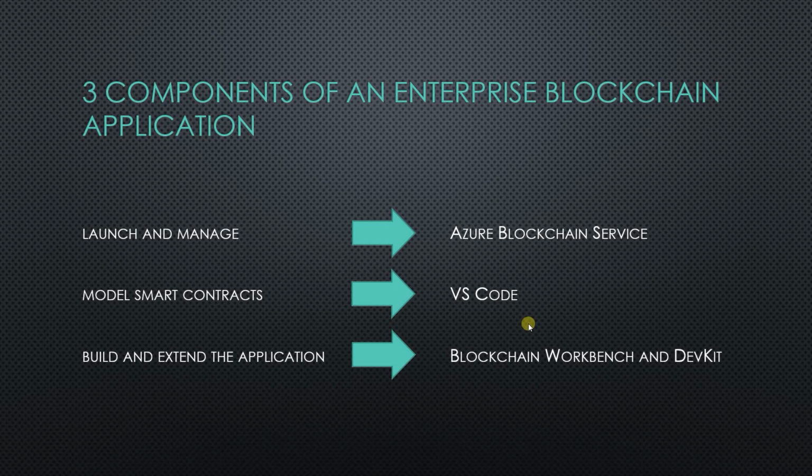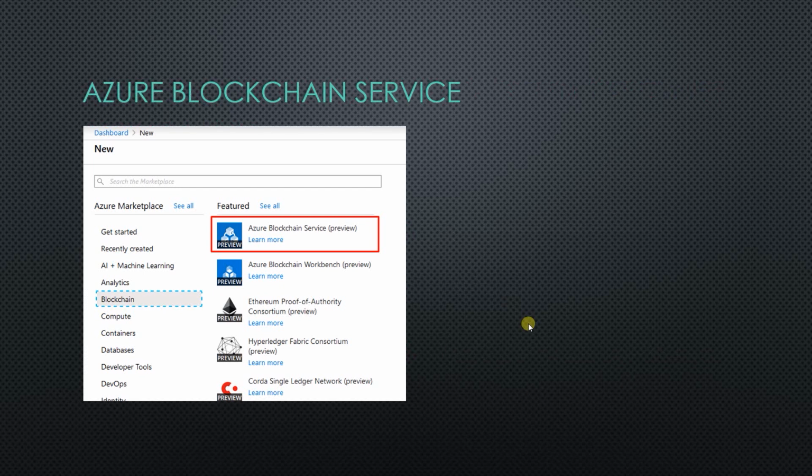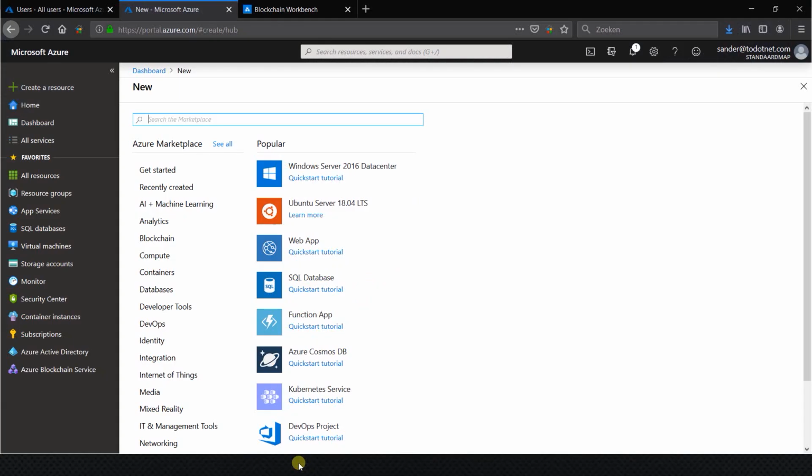And if you want to finally build and extend the application, you have an interface, because a smart contract in itself has a very rough interface, but you would preferably have an API that you can talk to. That's where the Azure Blockchain Workbench and Development Kit comes into play. But first, the Azure Blockchain Service, which is pretty easy to find if you just go to the Azure portal under blockchain.